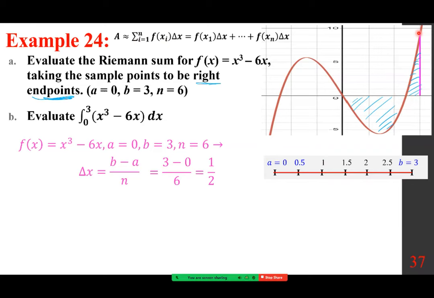For this one, for example, I'll show you just two of them. The last one is easy to see. This is almost half. So this would be the rectangle with the height being f of this point, or f of 3. And this one is 0.5, and this is 1, for example. So on and so forth. I just wanted you to see that.